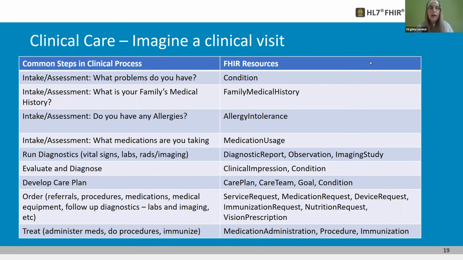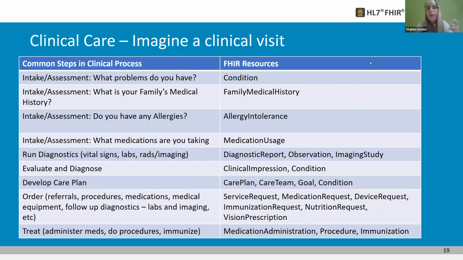They might run some diagnostics, ones you can run in the office, like vital signs. Some easy labs like the urine dipstick test, or like a nasal swab. We have a lot of that going on in New York lately. Maybe an X-ray or an EKG. And the results of those diagnostics are going to be represented in FHIR resources such as observation and diagnostic report, and sometimes imaging study.